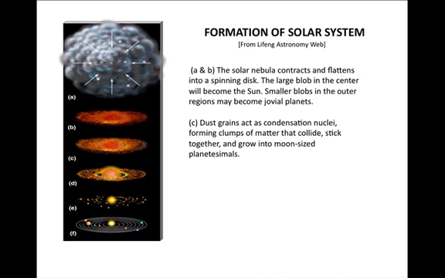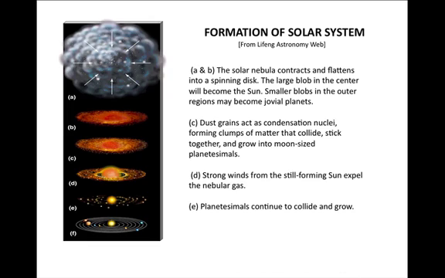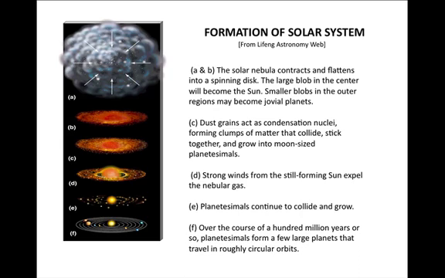Picture C shows how dust grains act as condensation nuclei, forming clumps of matter that collide, stick together, and grow into moon-sized planetesimals. Picture D illustrates strong winds from the still-forming Sun, expelling the nebular gas. Then E displays the planetesimals as they continue to collide and grow. Finally, F relates how over the course of 100 million years or so, planetesimals form a few large planets that travel in roughly circular orbits.